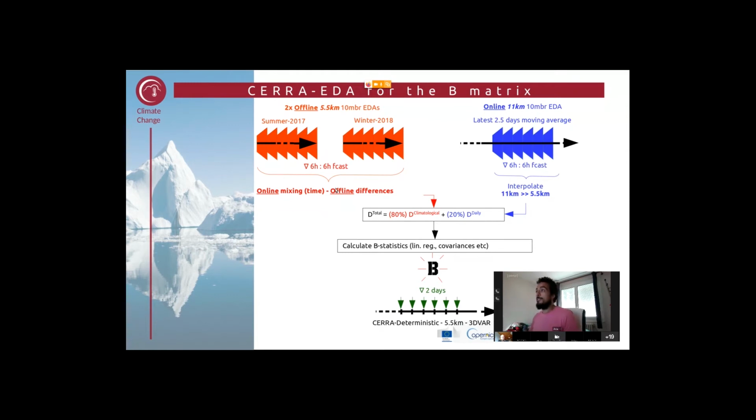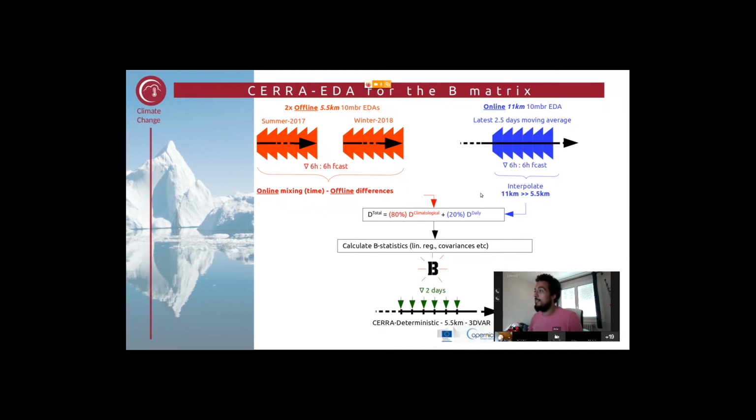That was for the seasonal variability, apologies, which I will show you why that happens later on. And so that on the left is the offline part. The online part is on the right, and that's run at slightly lower resolution, actually half the resolution, 11 kilometers. And we're just taking a 2.5 day moving average out of that and incorporating it with a 20% weighting on all of those differences to give you the whole B matrix.